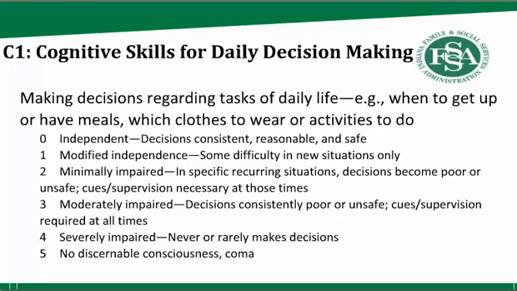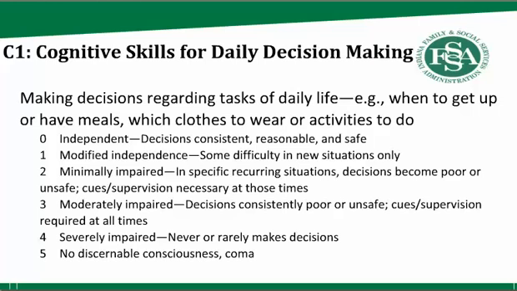Moderately impaired, decisions are consistently unsafe or poor, and cues and supervision are required at all times. Severely impaired, this is when the person never or rarely makes decisions, and this includes when family members take the decision-making away on behalf of the person, regardless of the person's ability to do it. So again, this is where if somebody is actually capable of making decisions, but they are not doing it, someone is doing it on their behalf, they would be considered severely impaired.